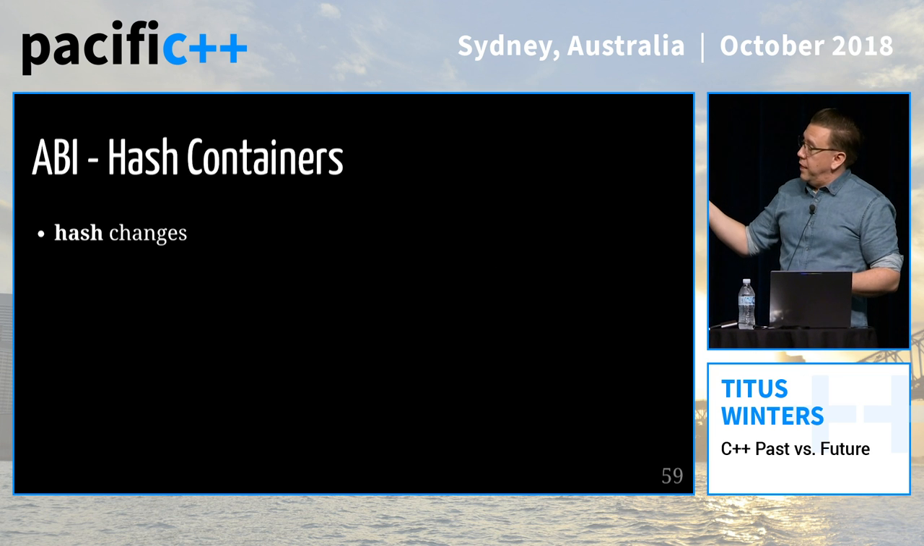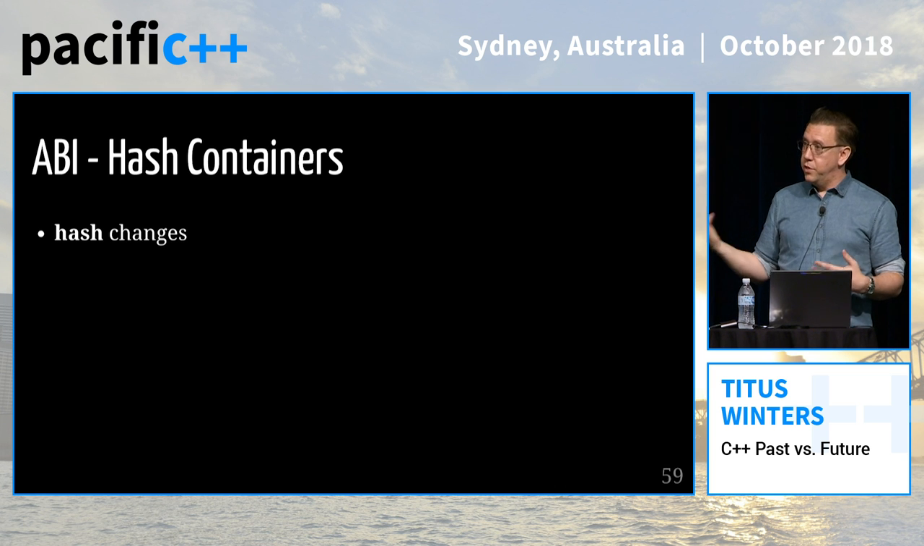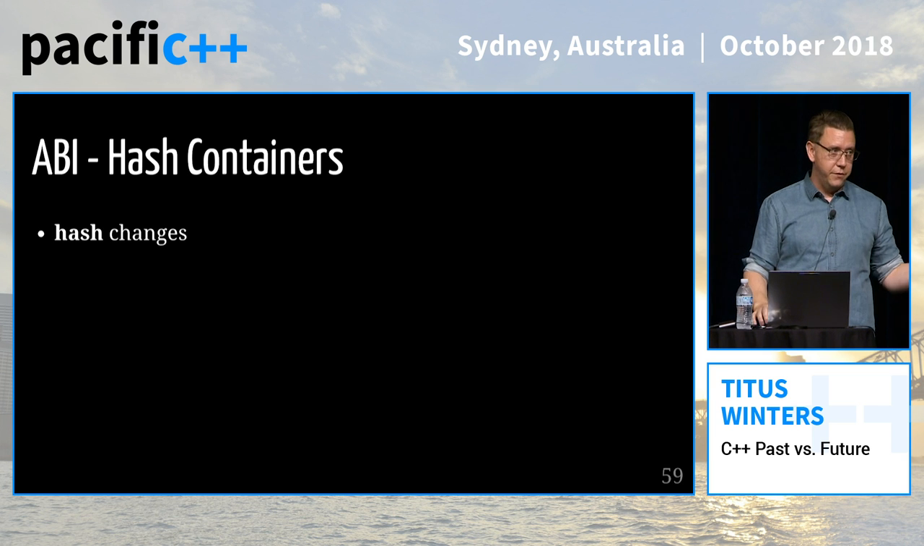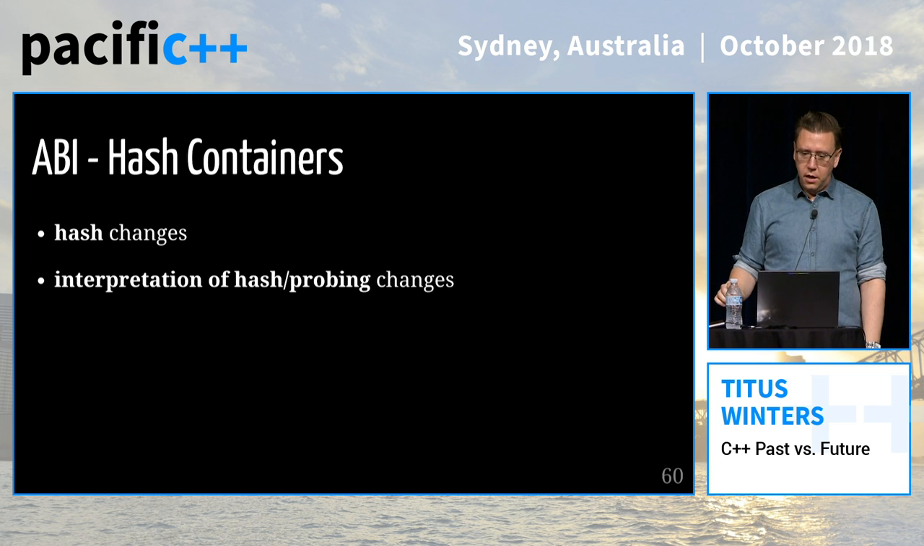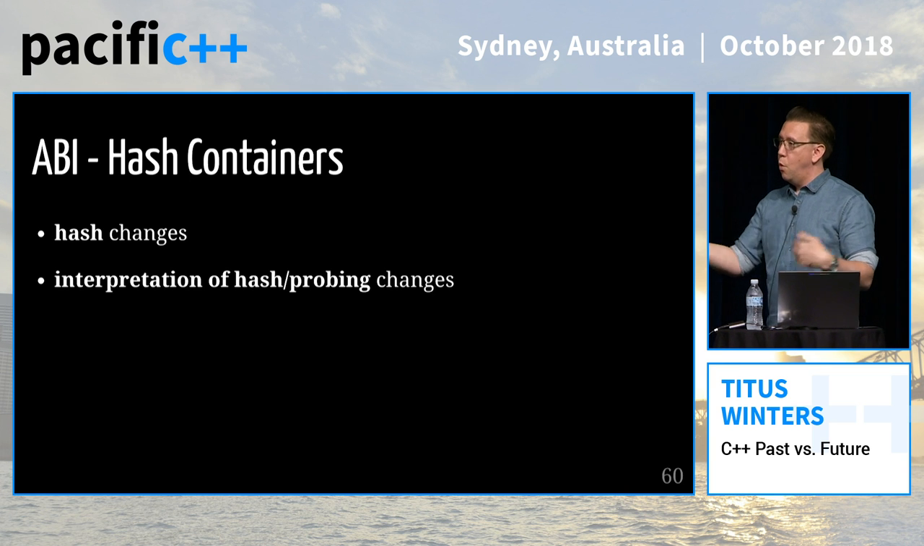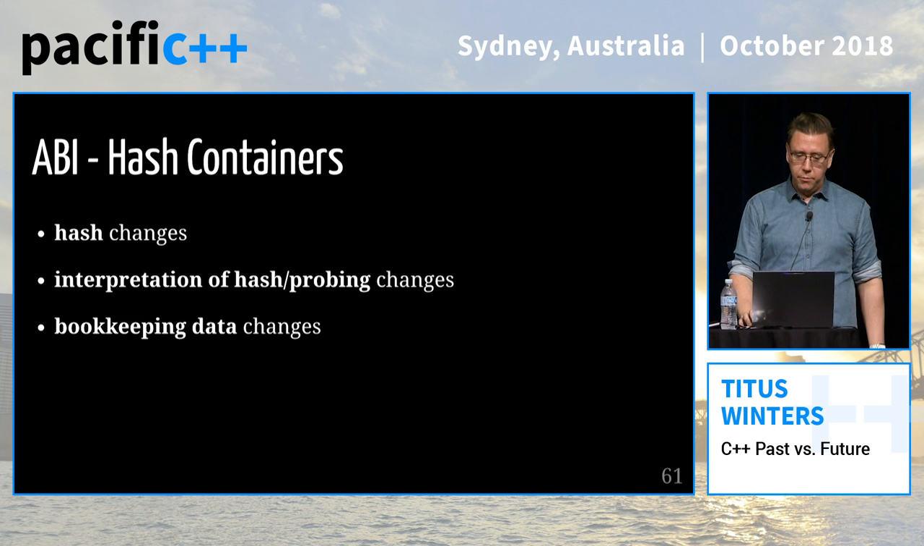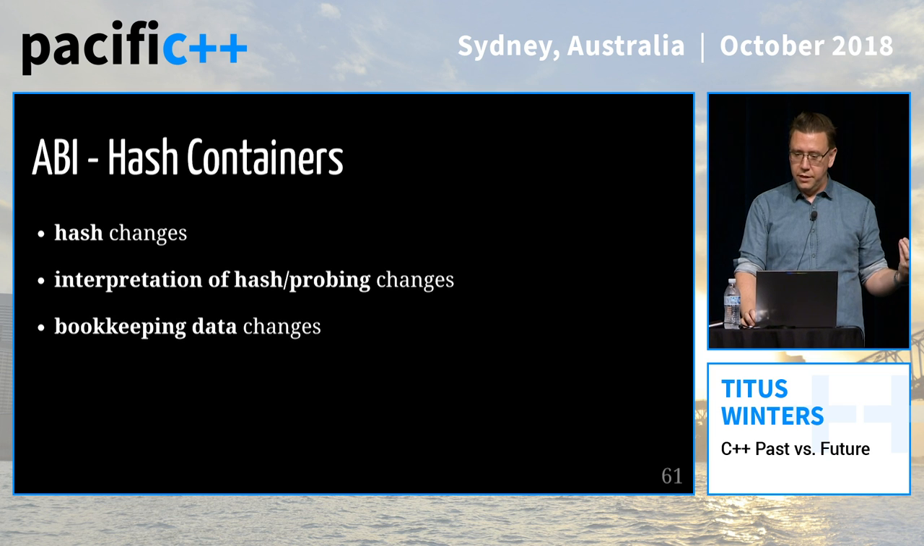So going back to hash containers, right? If the mapping from T to hash code changes, if std hash changes, then we won't be able to rehash a given object and identify the object in the container. If the interpretation of the hash code by the container changes in terms of where it probes and packs, then we also won't be able to find the object again. And if the bookkeeping data in the hash object changes in representation or layout, then we're also horribly broken.